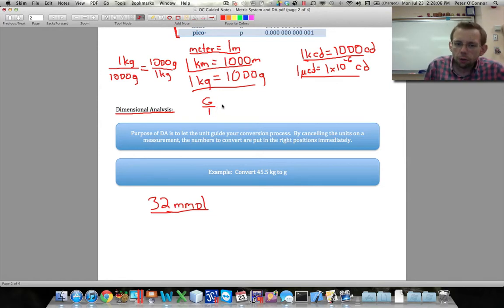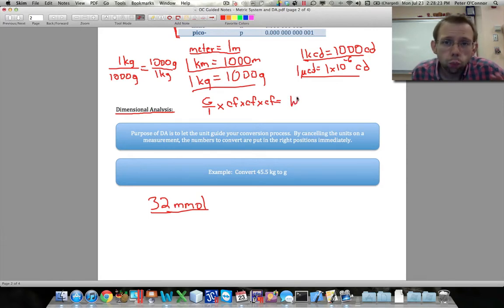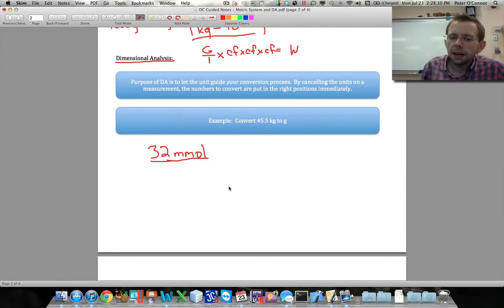You take your given, put it over 1. You then multiply by a conversion factor. You then may multiply by another conversion factor. You then might do a third one until you have the unit of what you want. Okay? That is what you want to do here. So, underneath this example, let me show you what I'm talking about. Let's take this 32 millimoles and say I want to convert to moles.